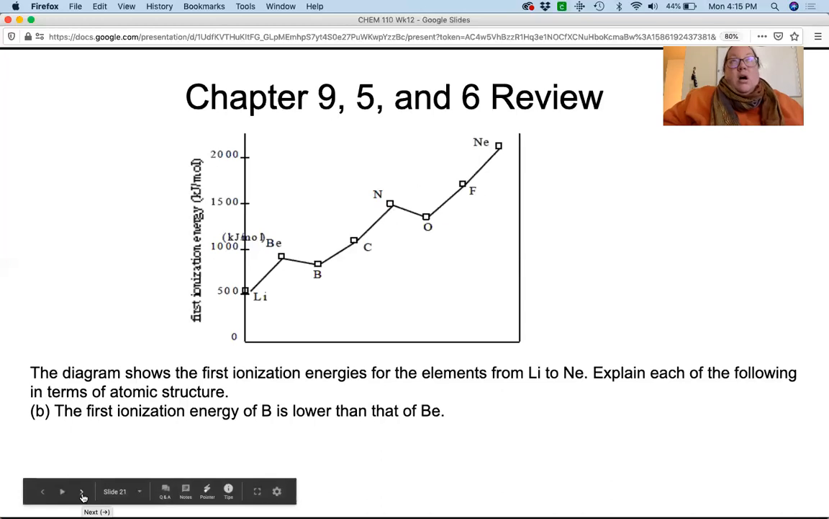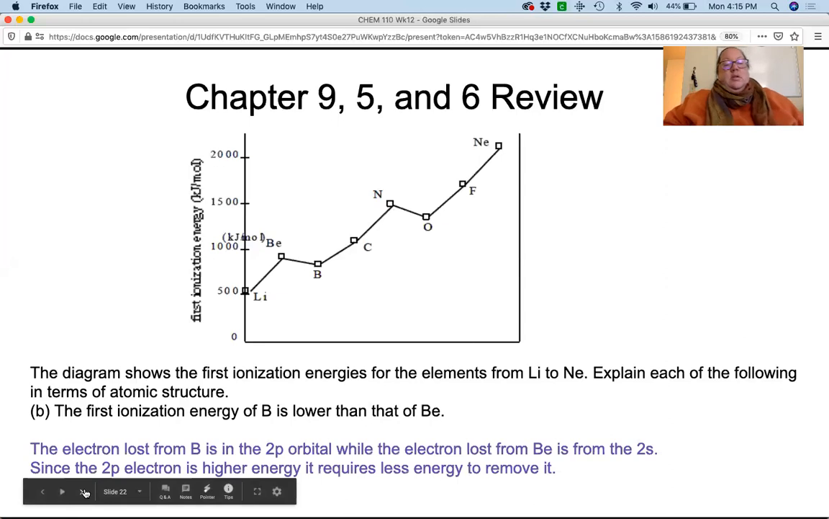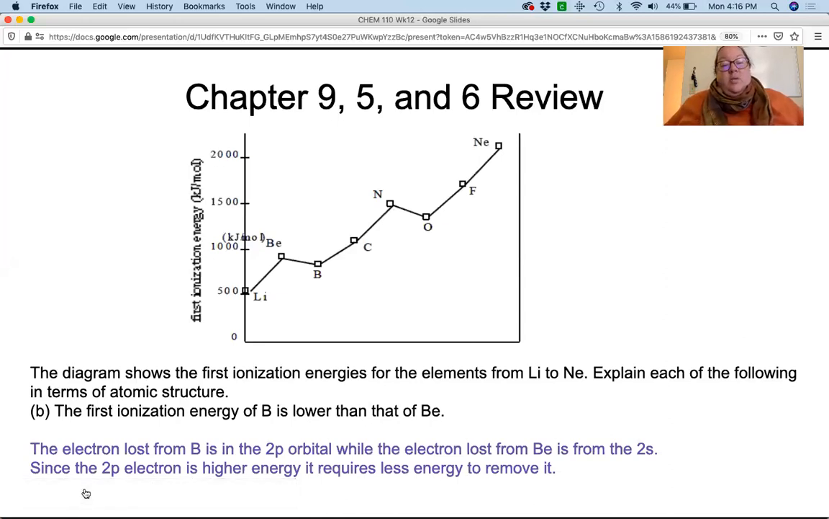Remember, when we draw our orbital diagrams, 1s has the lowest energy, followed by 2s, followed by 2p. So 2p is going to have the highest energy orbital. So the electron that is lost from boron is in the 2p orbital, while the electron lost from beryllium is in the 2s orbital. Since the 2p electron is higher energy, it actually requires less energy to remove it.